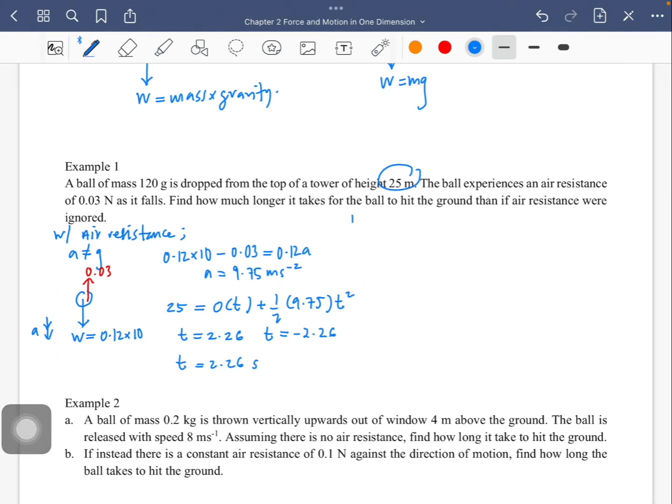How about without air resistance? Without air resistance, we consider the acceleration equal to gravity.